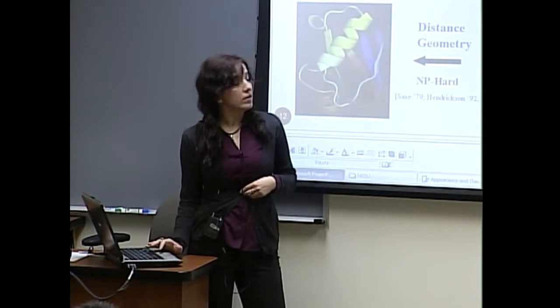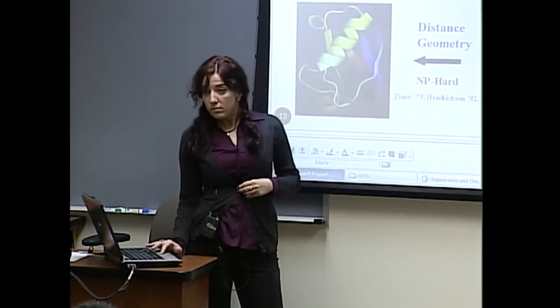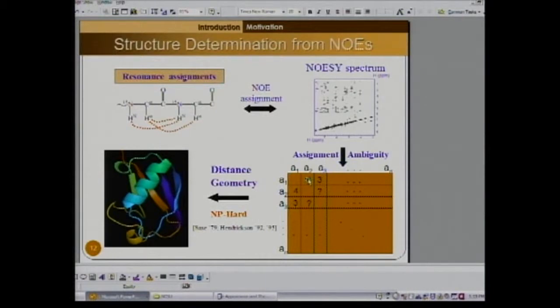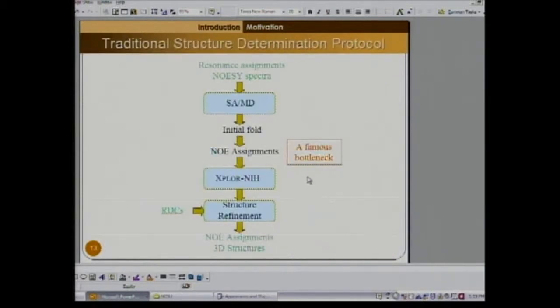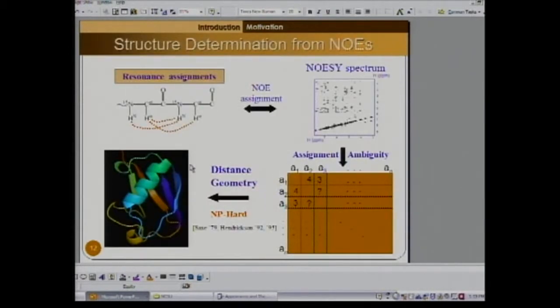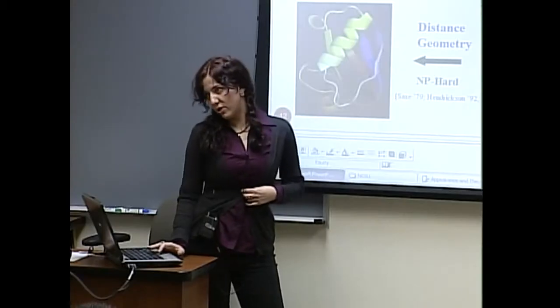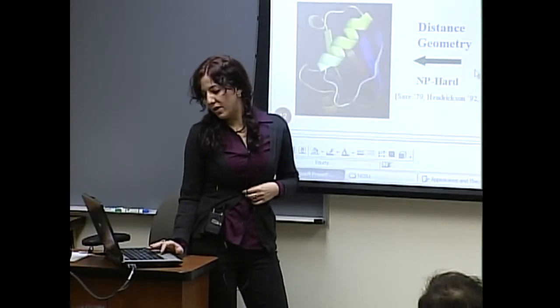But once it's done, you have a table, an n by n square table, of all of the distances that are known to be present between protons in the protein. And from this table, one can extract the geometry of the protein, the 3D fold. However, determining this geometry from the assigned distance table is known to be NP-hard. Therefore, the entire protocol is kind of doomed for large proteins, because the problem is NP-hard.